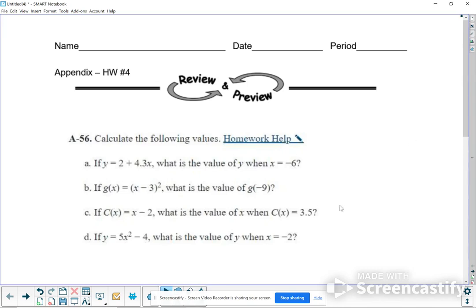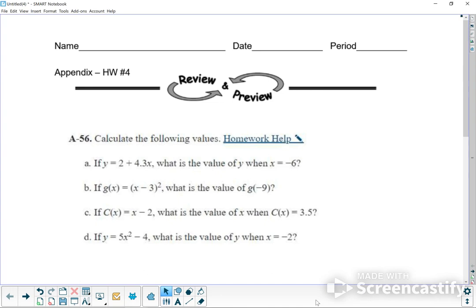Okay, let's do this. This is your last assignment for this current chapter. This is homework number 4. Let's see, calculate the following values.